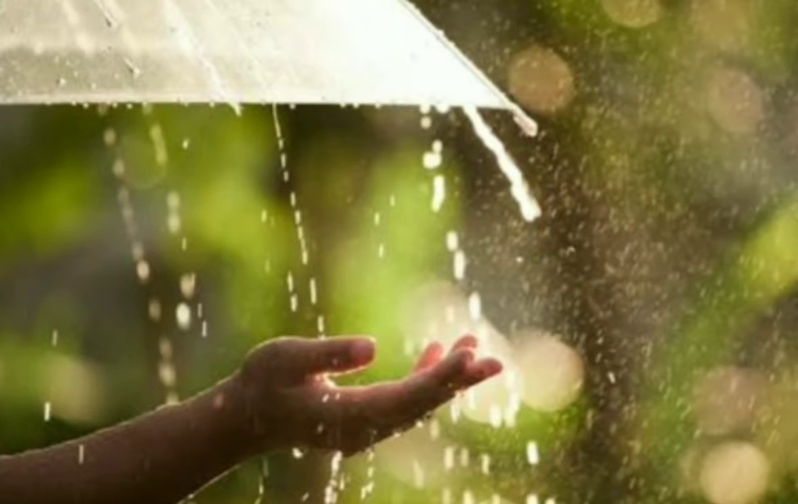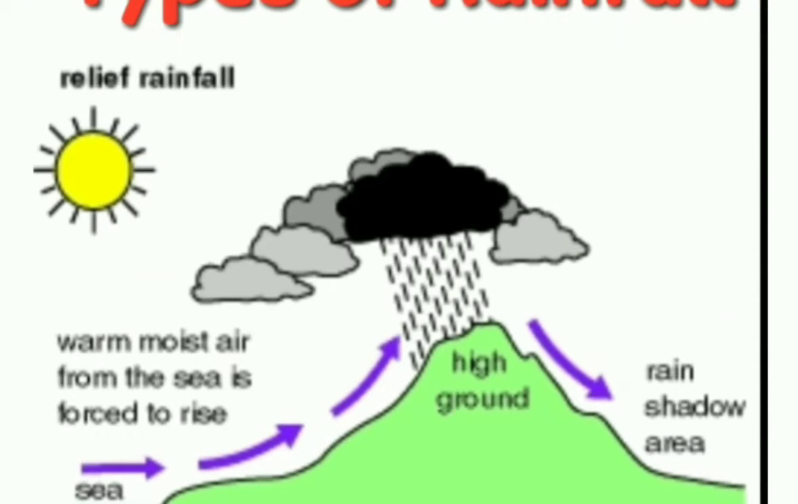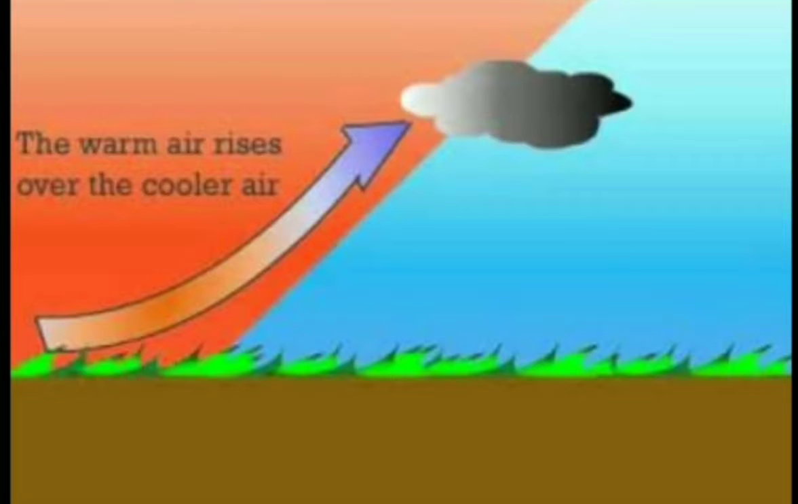Mainly, going to the different places, we can categorize this rainfall into three different types. The first diagram which you can see is known as frontal rainfall, the next one is known as relief rainfall, and the third one is known as convectional rainfall. Let's begin with the first one, that is the frontal rainfall.